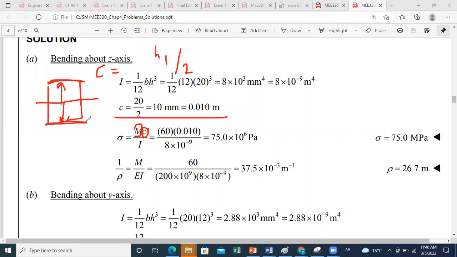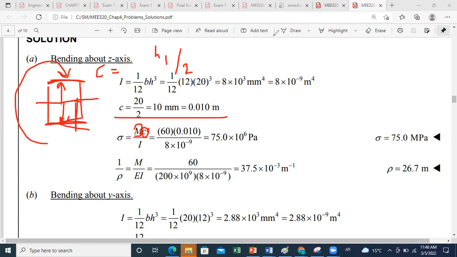Between C1 and C2. But if they specify what is the maximum tension or what is the maximum compression, then you should look which side is subjected to tension. Let's say you have a moment like this. Which side is subjected to tension? This one. So I just choose the C from neutral axis to this level. Okay. So be aware of the questions I ask you for.